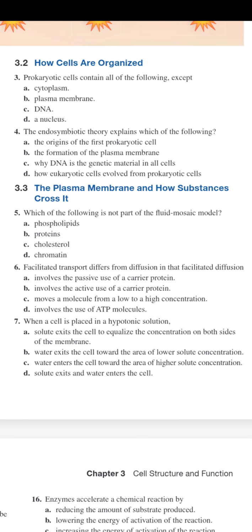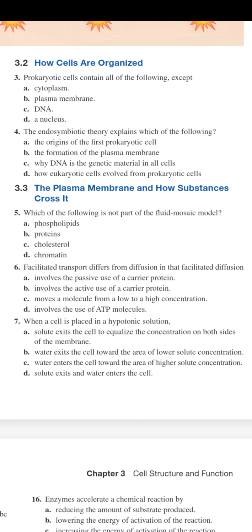Coming to question number 7. A cell placed in hypotonic solution. An easy thing to remember is that in biology, hypo is less or low. Hyper, more. Hypo, low. Hypotonic, so tonic refers to the solute concentration. So hypotonic means that it has a low solute concentration. In other words, it has a high water potential.